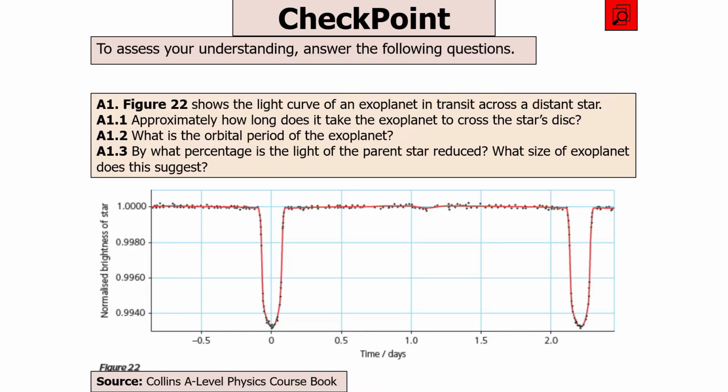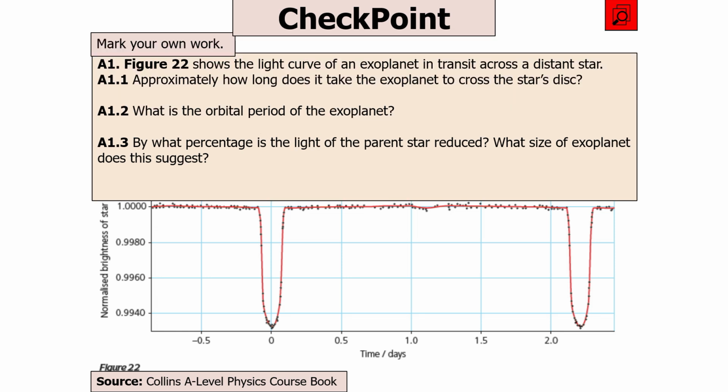repeats itself. The next question says, figure 22 shows the light curve of an exoplanet in transit across a distant star. Approximately how long does it take the exoplanet to cross the star's disk? What is the orbital period of the exoplanet? And by what percentage is the light of the parent star reduced? And what size of exoplanet does this suggest? So pause the video now, then unpause the video when you want to go through your answer.